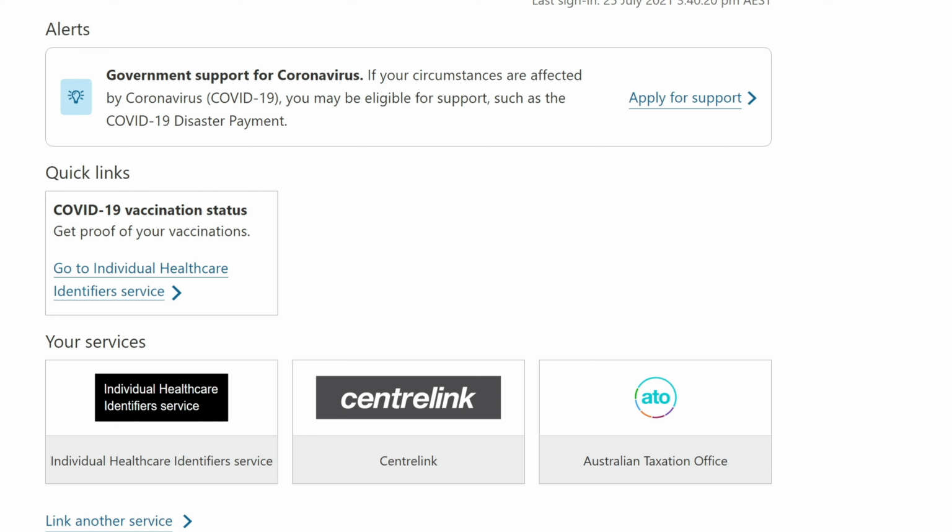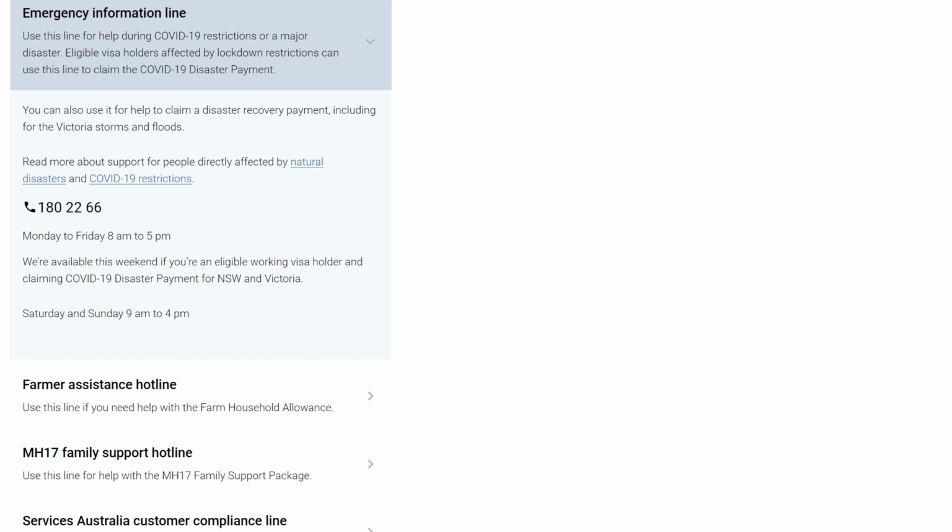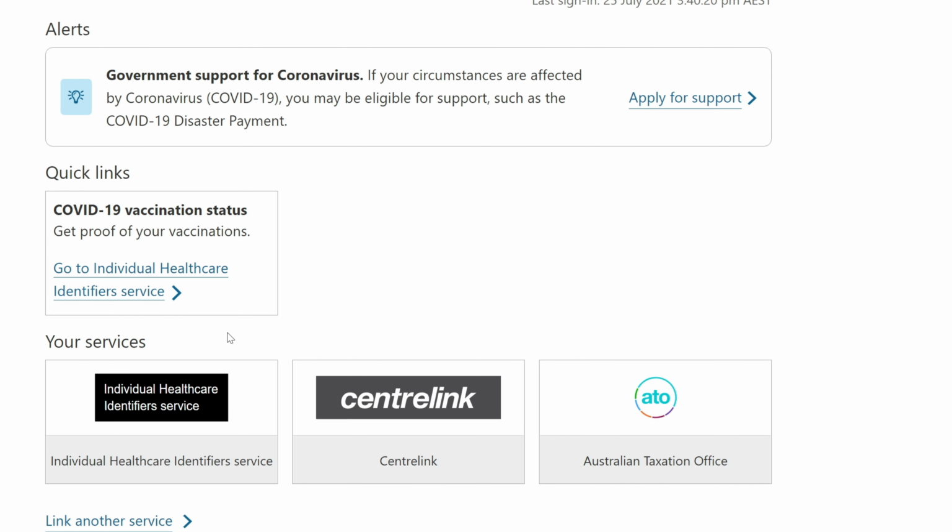Once you're logged in, you can go ahead and call the emergency information line, dialing 180 2266, and the automatic system should guide you to the right person, who will give you the CRN number that you'll need to set up your Centrelink account. And once your Centrelink is set up, all you have to do is go back to your MyGov account and click on this Centrelink service.